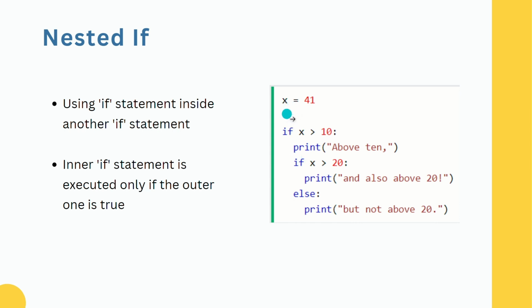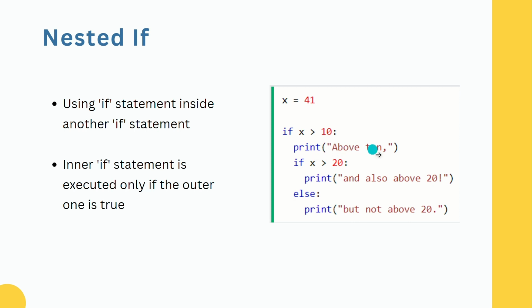So in this example, if you see, x is given as 41. The first condition we have here is to check if x is greater than 10, which is true. So it will print above 10, and you can see the indentation over here, so this second if statement falls under the first one, because the indentation is uniform, and that is why this if statement is also part of the block which is executed if the first condition is true.